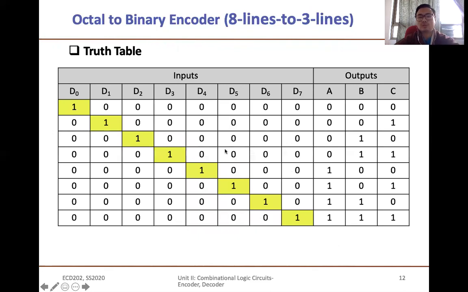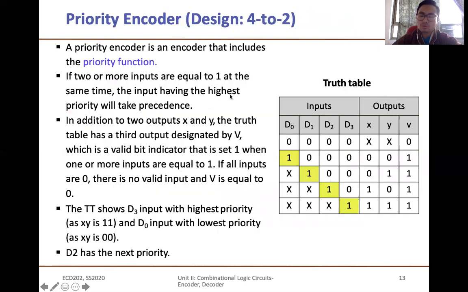Now this one is the truth table for the octal to binary encoder. If you study it yourself, you will understand the truth table. Now I have mentioned priority encoder. So, the design of a 4 to 2 priority encoder.